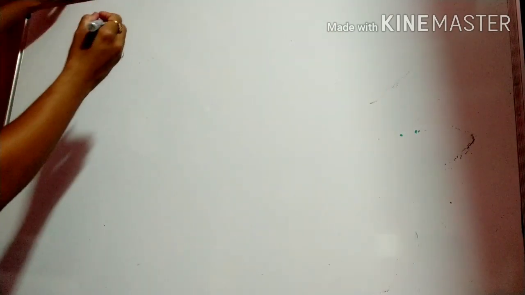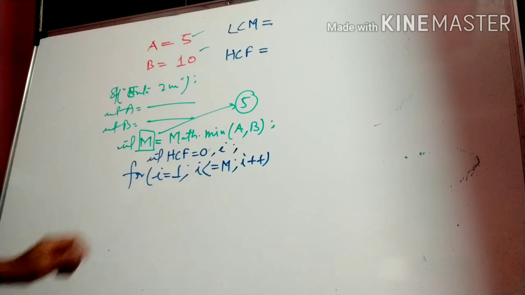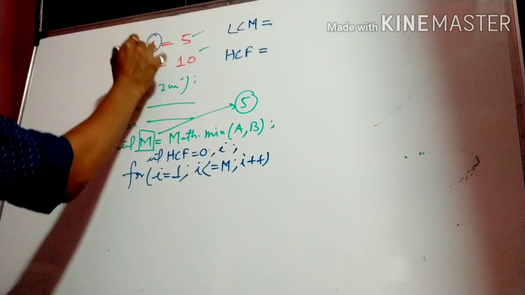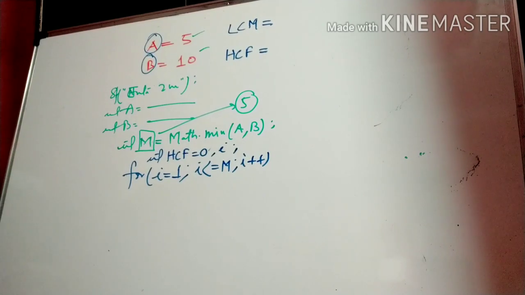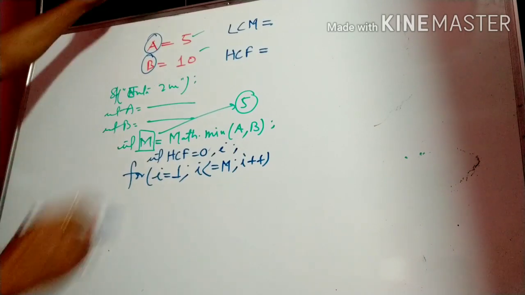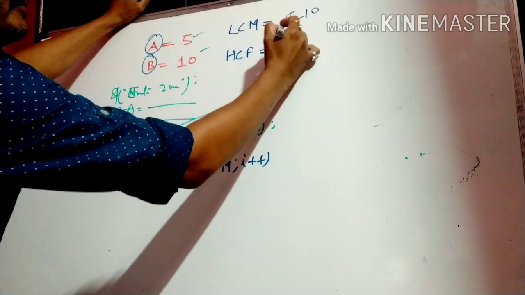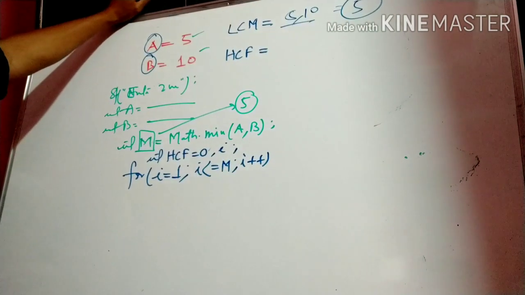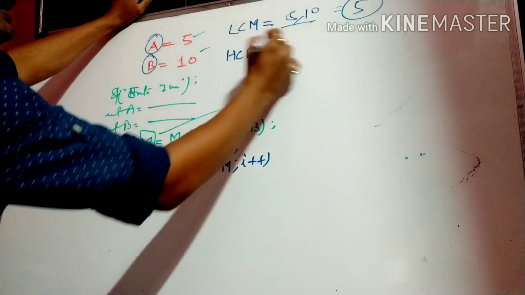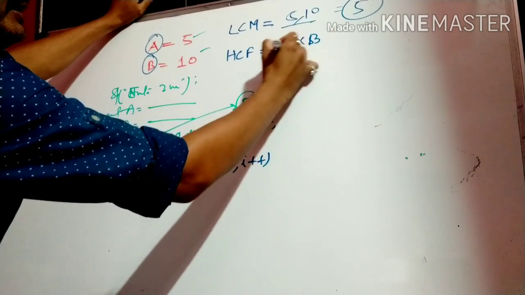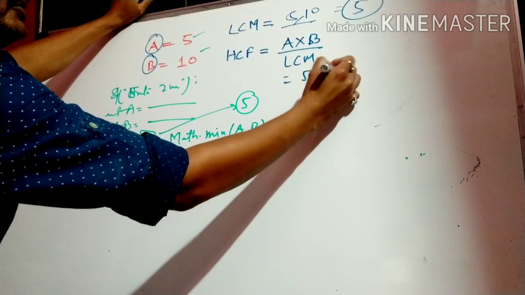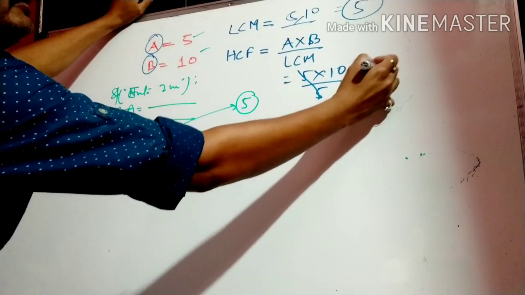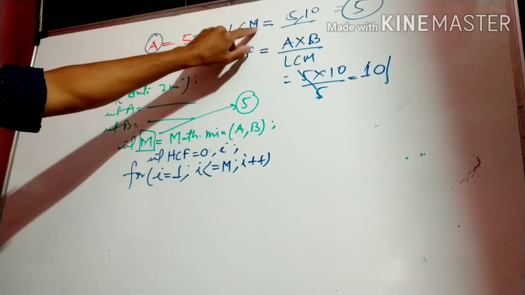Now next question. My dear children, you have to input two numbers. This is number A, this is number B, and you have to find the LCM and HCF of both the numbers. LCM is the least, so that will be what? 5 and 10. So LCM will be 5. And HCF, the highest, will be the multiplication of both the numbers divided by LCM. That means 5 into 10 divided by 5 is equal to 10. This is the formula for HCF, and this is the LCM.